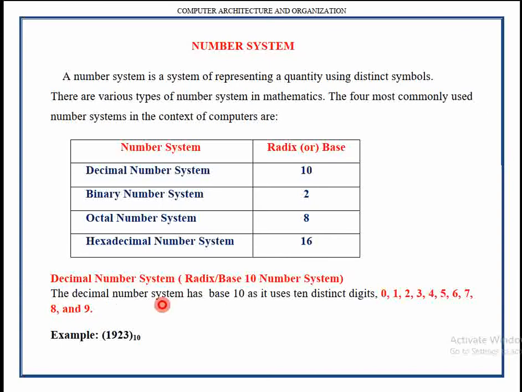So this number system has base 10 as it uses 10 distinct digits from 0 to 9. And here 1923 is taken as an example for the decimal number. Here you can observe that it uses the digits only from the set of digits that is defined for the number system. And also here its base value is written as its subscript in order to easily identify its type of the number system.